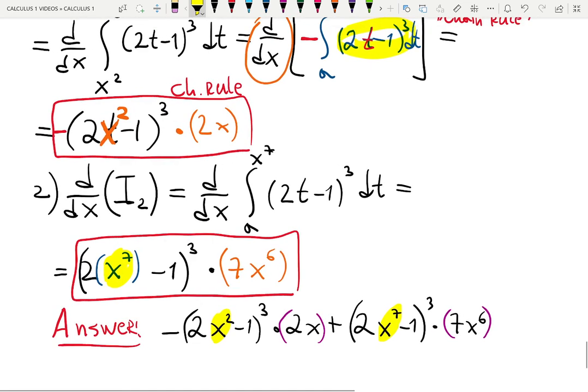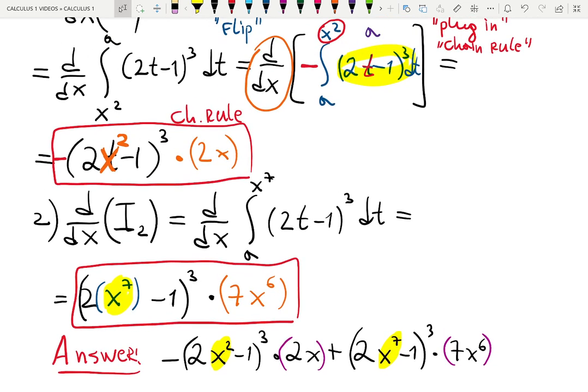Hopefully that was not too fast. Maybe pause a couple times and work through this problem by yourself.